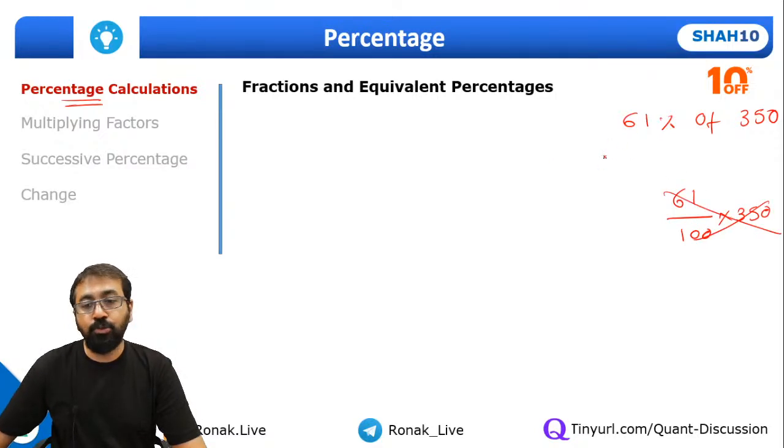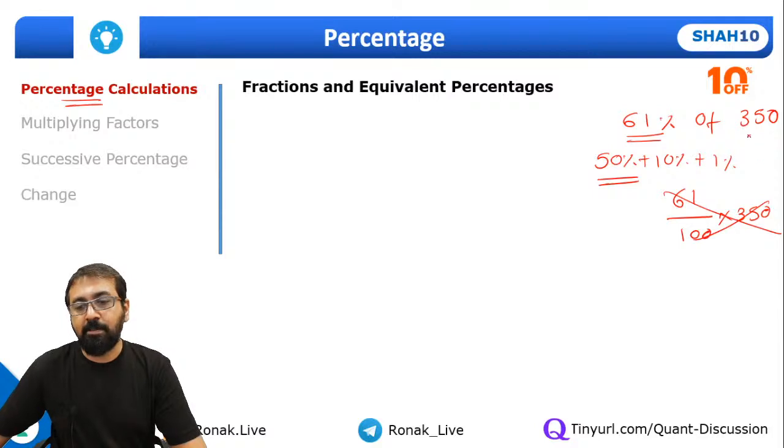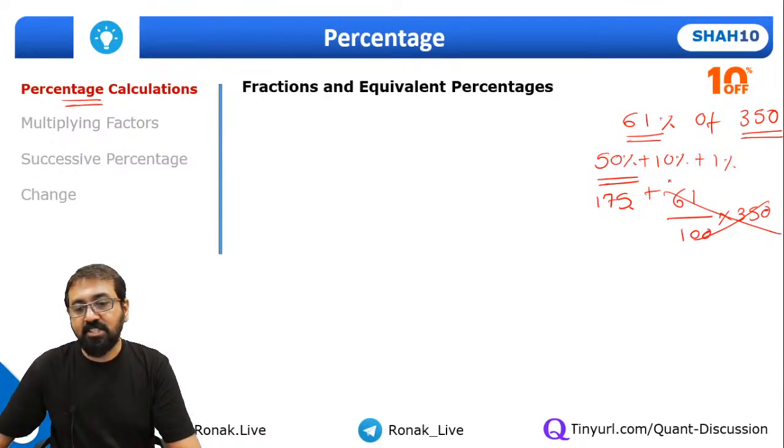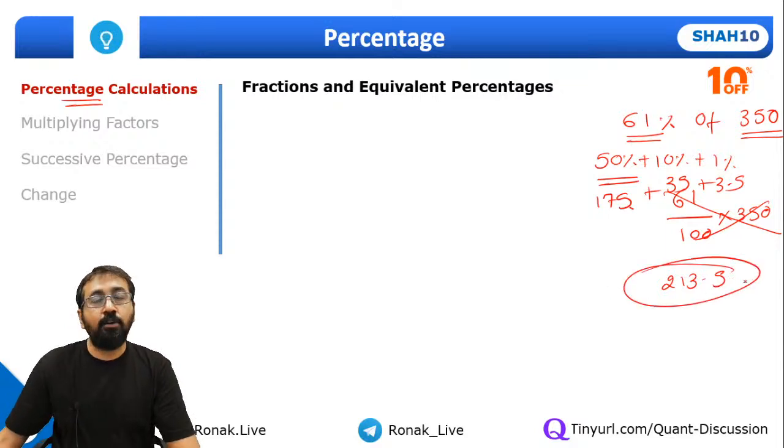Instead, I have already shown you the shortcut. 61% can be broken as 50% plus 10% plus 1%. And quickly think in your mind, what is 50% of this number? It should be 175, correct? Then what is 10% of this number? 35. So 175 plus 35, 210. Plus 1%, 3.5. 210 plus 3.5, so 213.5. So this is how you should get the answer.